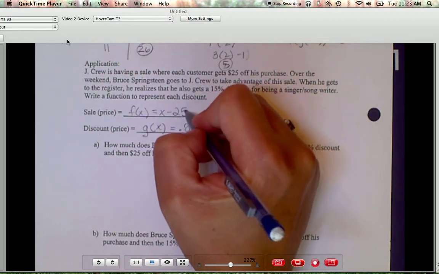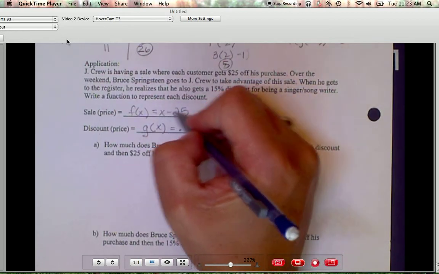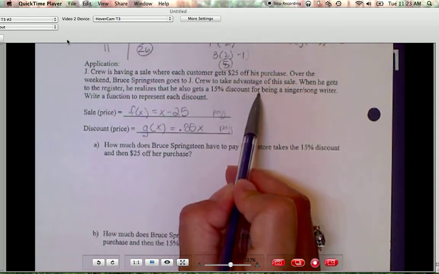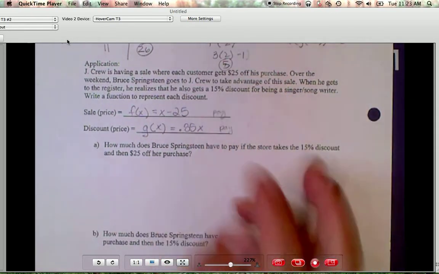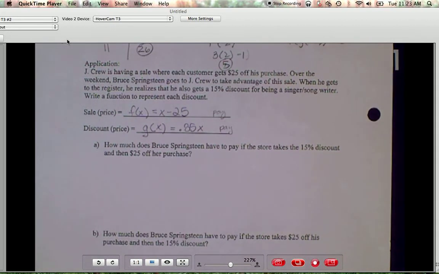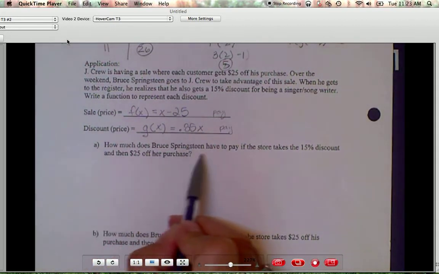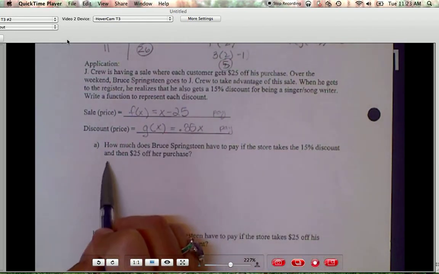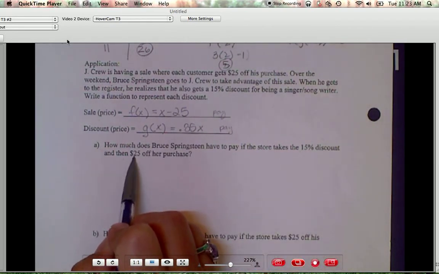This is what you'd actually pay with the discount, something minus 25. That's what you would pay. So you have to be careful. If you get a 15% discount, you can't use the 15%. You have to think about what you'll actually be paying. So how much does Bruce Springsteen have to pay if the store takes the 15% discount and then $25 off her purchase?